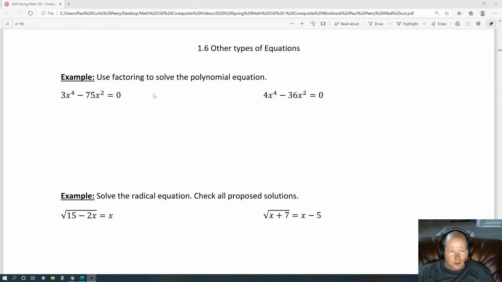1.6 Other types of equations. Use factoring to solve the polynomial equation. Okay. So first step is set it equal to 0.